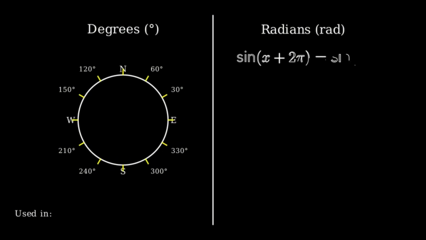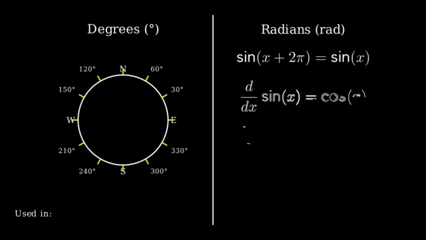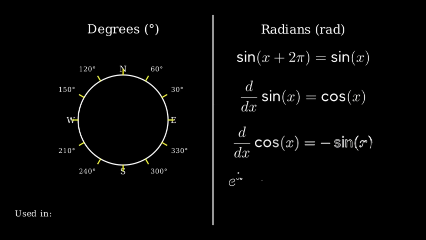Radians, however, are the preferred choice in mathematics, especially in calculus and advanced physics. The reason is that radians create more elegant formulas without the need for extra conversion factors. When working with trigonometric functions in calculus, radians make formulas simpler. For example, the derivative of sine x equals cosine x, but only when x is in radians. If we use degrees, we'd need an extra conversion factor, making the formula more complicated.